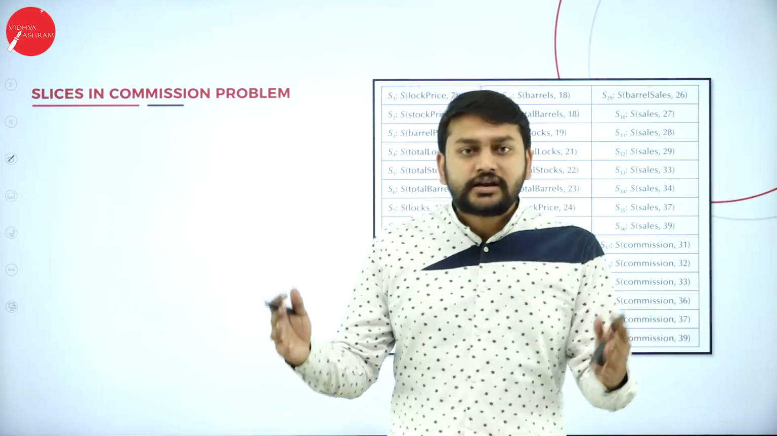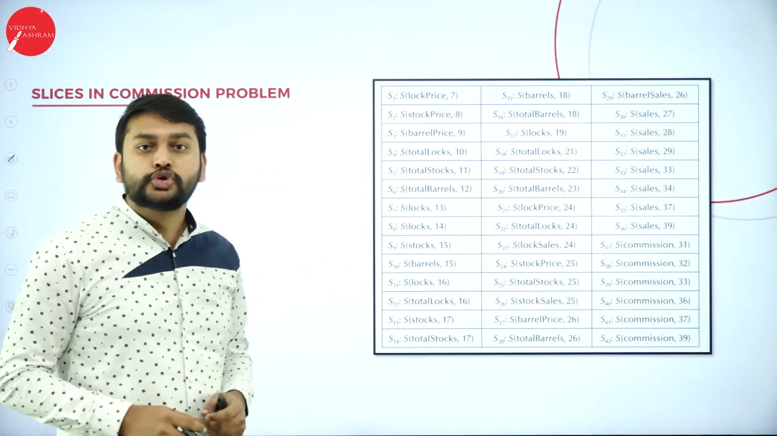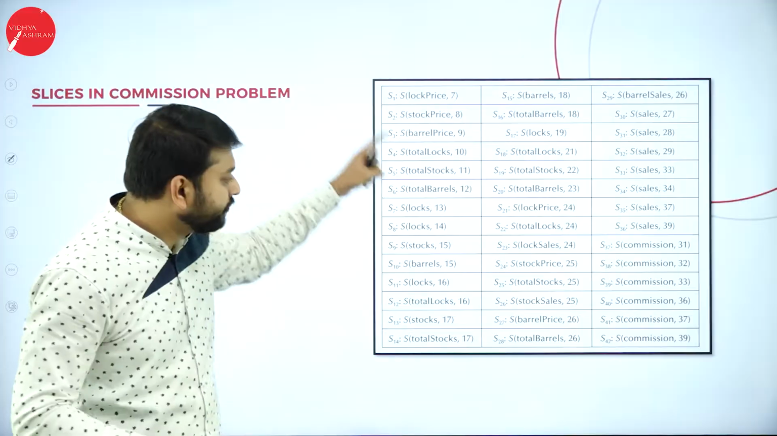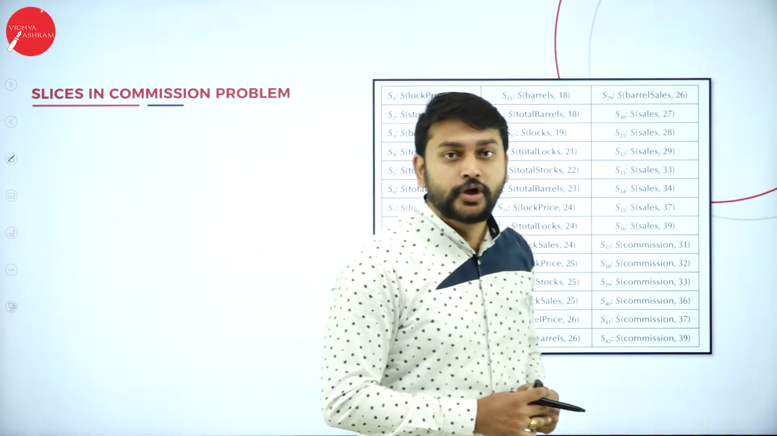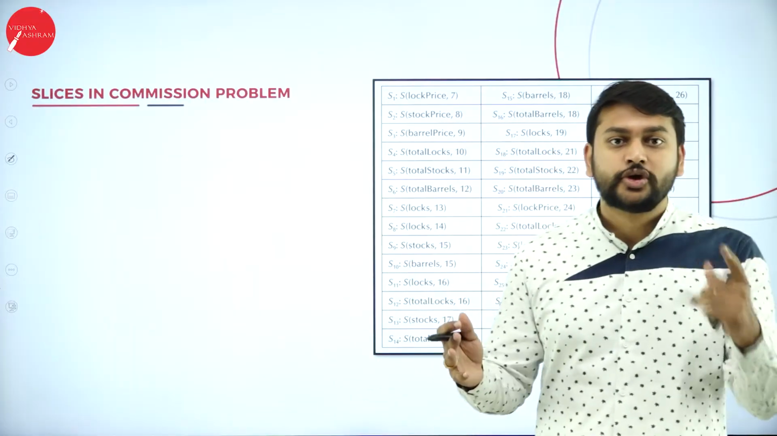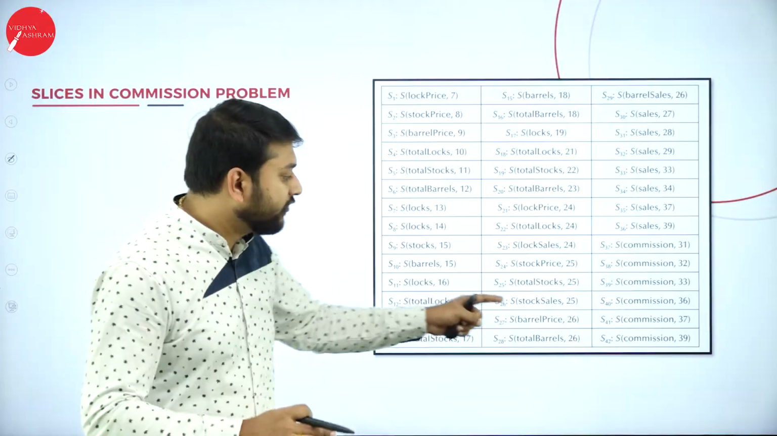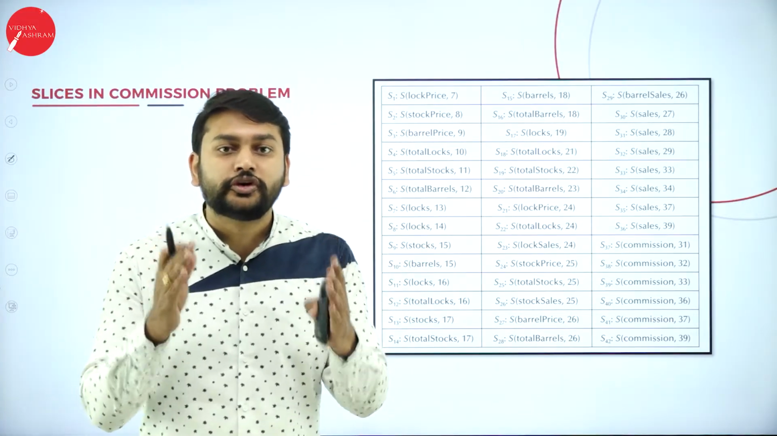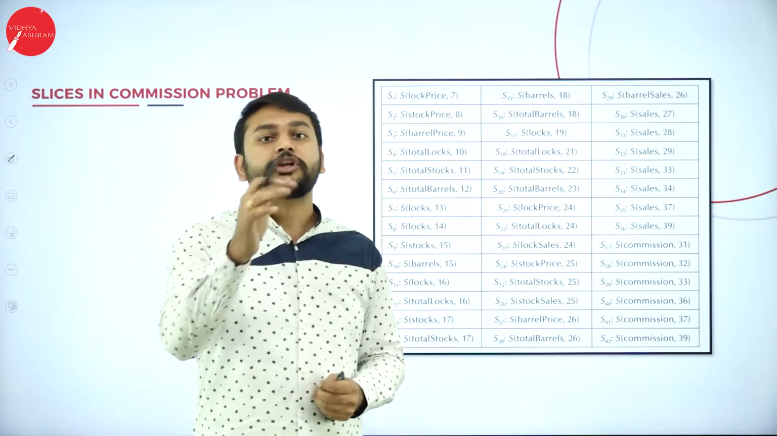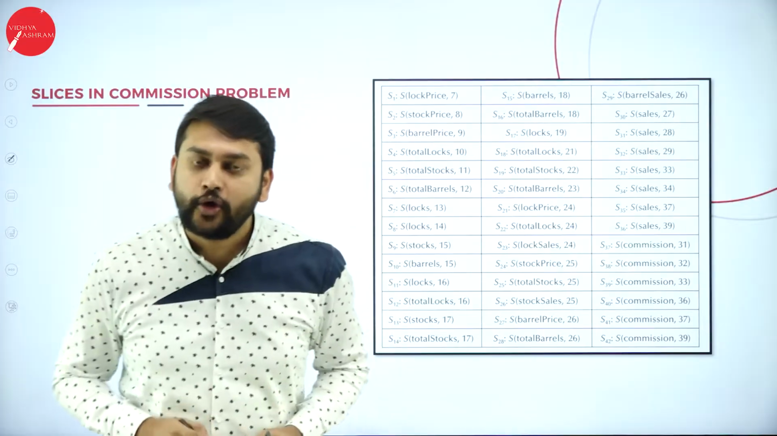Now let's understand the different slices that we have come across with the commission problem. My dear students, please observe the number of slices that we have done with respect to the commission problem. It starts from S1 and goes till S2. In total, we have done 42 different slices with respect to the commission problem. How have they been done? That's what we are going to see now.